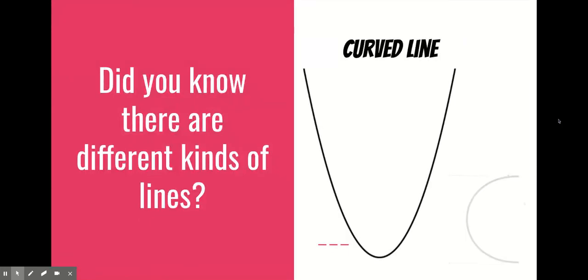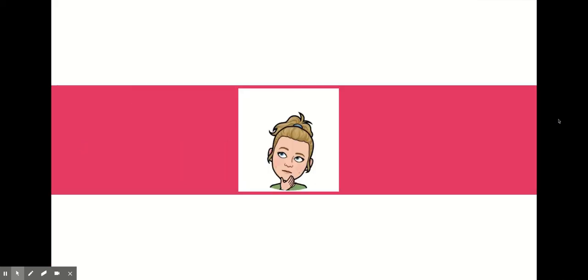There are also curved lines. Think of circles and ovals. They have curved lines. Now, I don't want to show you what I would do for a curved line. Get creative. What would you do with your body to show what a curved line looks like? Go ahead and show me.